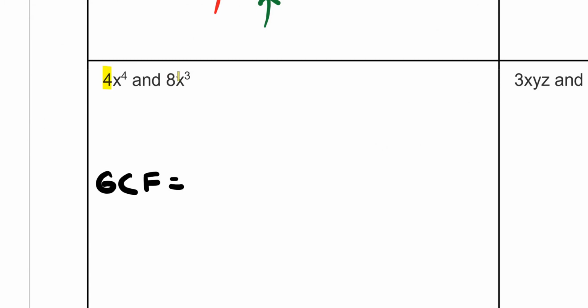Okay, so look at the 4 and the 8. What's the biggest number that divides into 4 and 8 at the same time? Well, that's going to be 4. And then look at the variables. Which one is smaller, x to the 4 or x to the 3? Well, it's x to the 3.